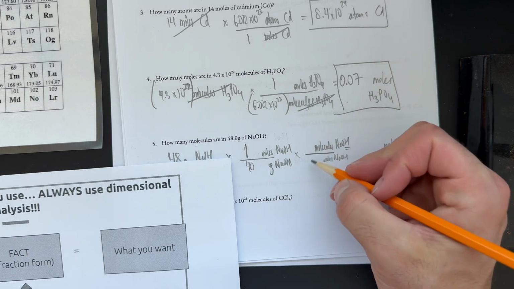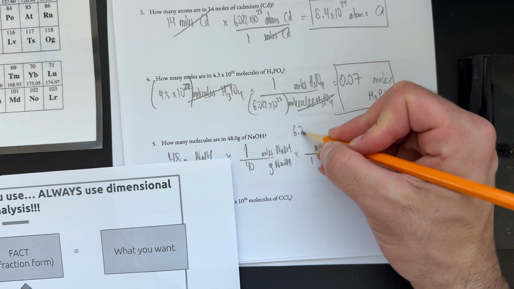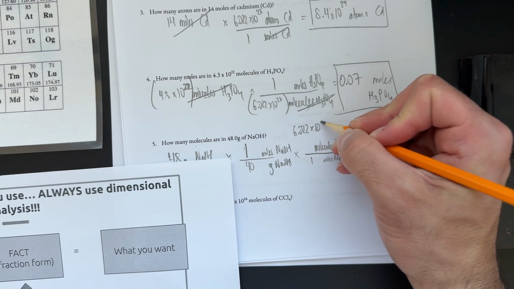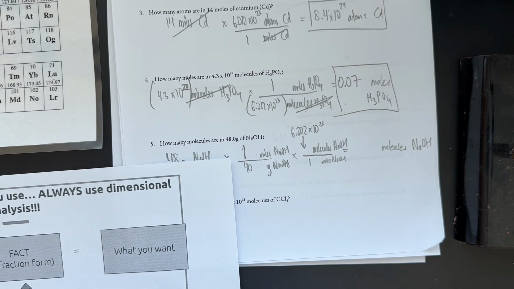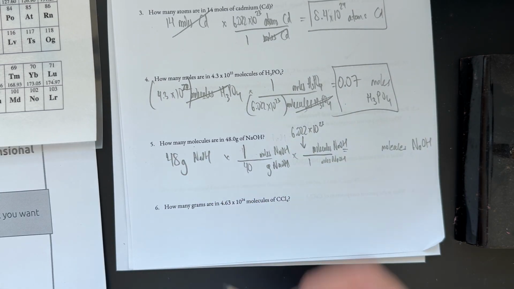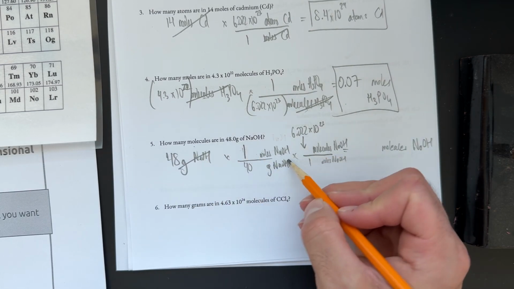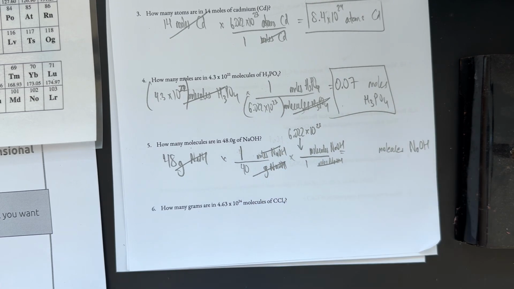Then 1 mole of NaOH is equal to 6.022 times 10 to the 23rd molecules. I didn't have enough space, I wrote it up there, right? And then what we see is that grams and grams cancel, moles and moles cancel, and we'll be left with just molecules. So this works out really well.